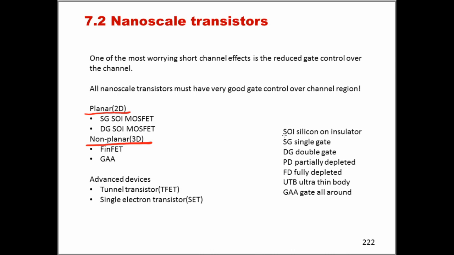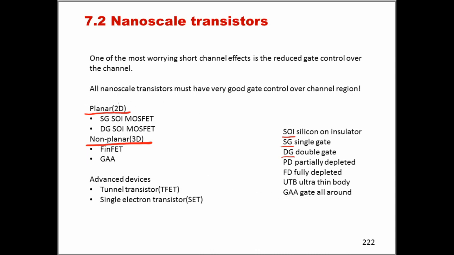We need to become familiar with some acronyms that we will see. So the first one is the term SOI, which means silicon over insulator. SG or DG means single gate, double gate. PD or FD, partially depleted, fully depleted. UTB, ultra thin body, and the GAA, gate all around.